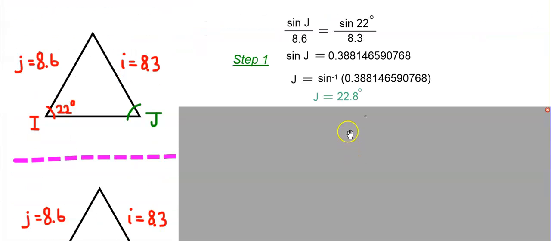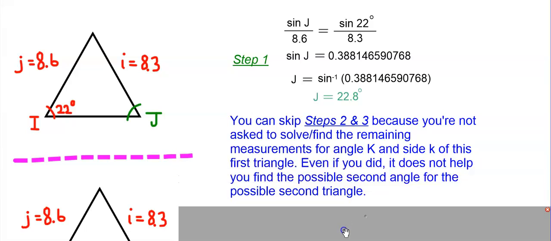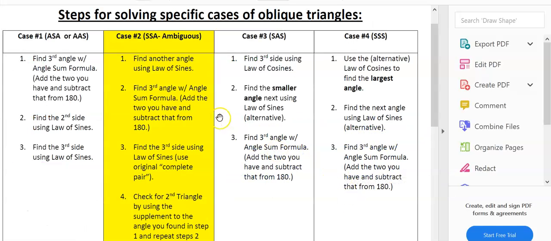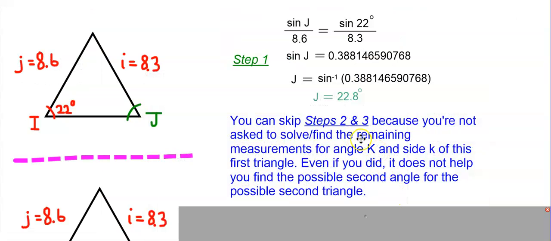So scroll down, and this is where, if you are in my class and you have the document, you would have seen these are the steps that you applied to solve the rest of the measurements, by applying steps 2 and 3, where you find the third angle, then use the law of sines to find the third side. However, you can skip steps 2 and 3 because you're not asked to find the remaining measurements for angle K and side K. Even if you did, it does not help you find the second possible angle for the second possible triangle.